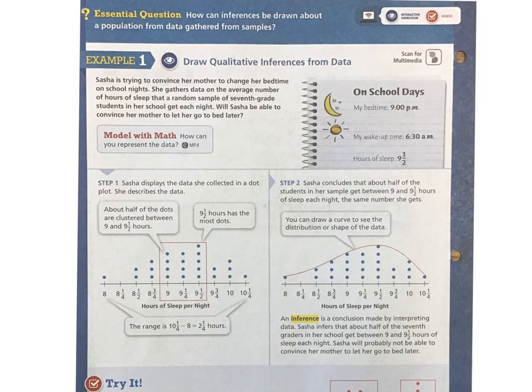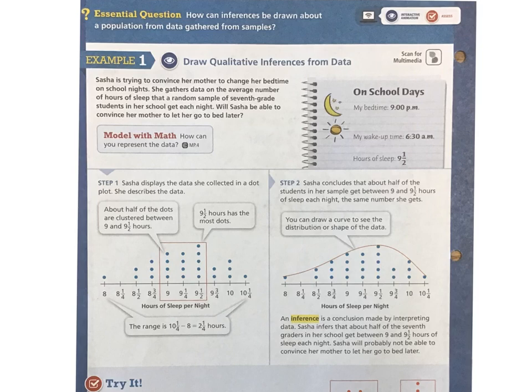Just like in literature and writing class, we're going to learn about inferences in math. How can inferences be drawn about a population from data gathered from samples? Take a look at example 1. Draw qualitative inferences from data.